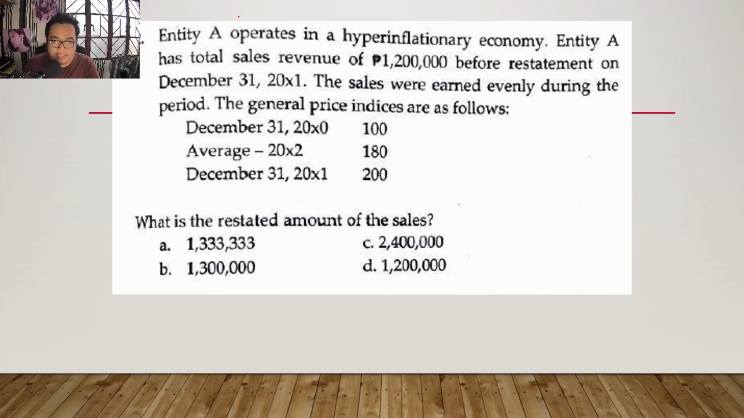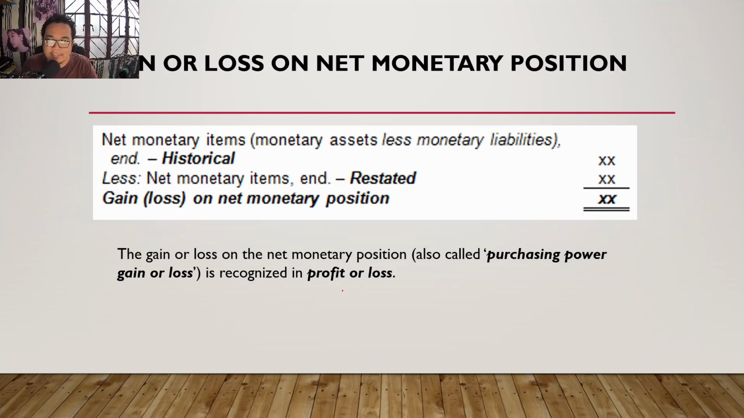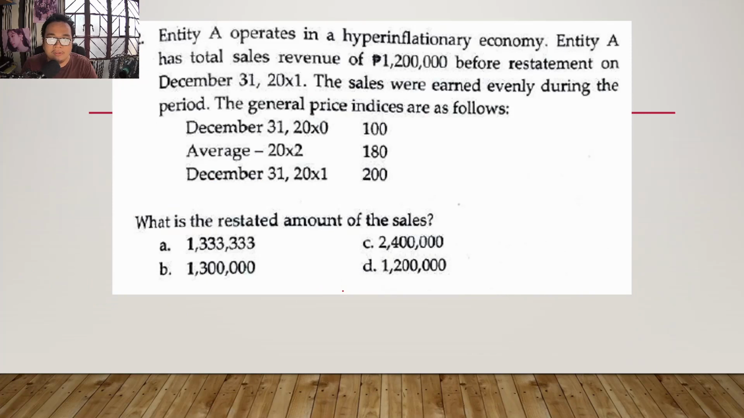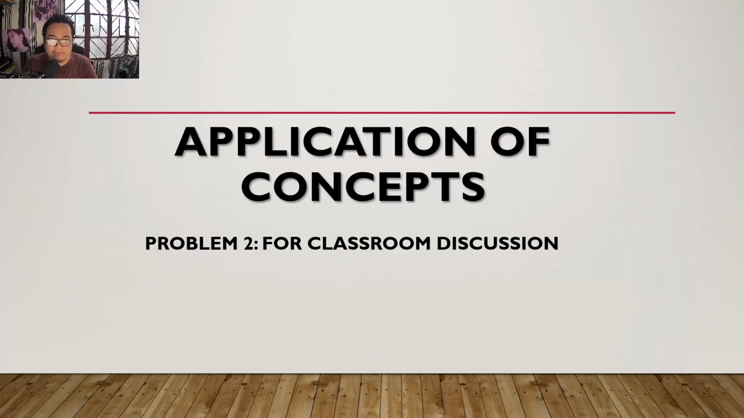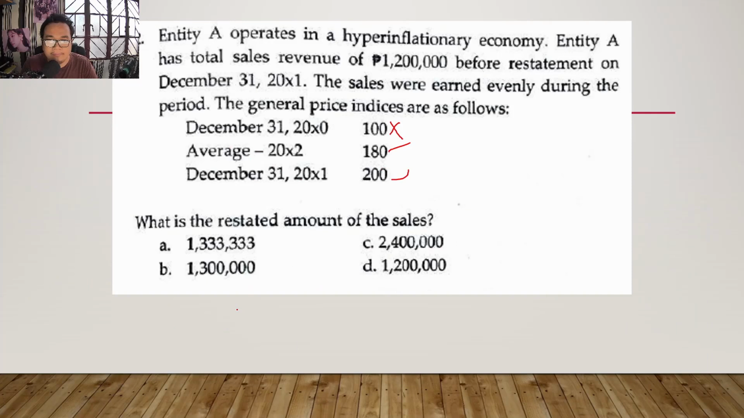Now take note ulit, yeah? Sales is a recurring transaction, a transaction that recurs very frequently. So average general price index ang gagamitin natin kasi impracticable na malaman yung historical price index ng mga sales mo because that is a frequently recurring transaction. Impracticable. So in this case ang gagamitin mo, si 180 at si 200, kasi itong si 100 walang labot yan eh. Ang sabi lang naman dito sa equation natin, yung current price index divided by the historical price index or the average general price index. So in this case, siya ang dalawa lang.